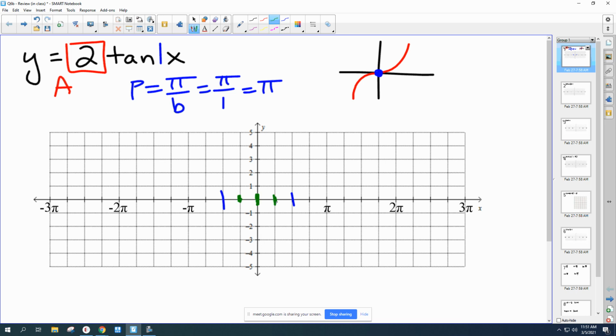I noticed several of you on the homework weren't doing this. Make sure you're doing this. It's really important. So you're going to have asymptotes like this, and then you're going to have to draw your graph.